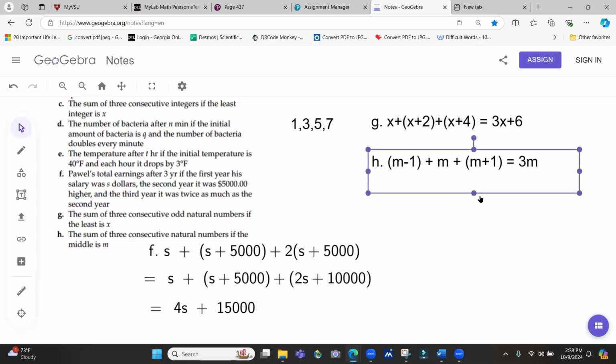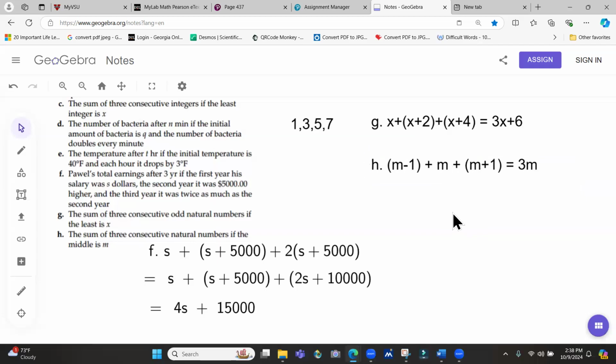And it doesn't say odd. Yes, you have to read it carefully, and we're documenting it. It doesn't change the answer, but you should write the right thing. Very important. If it's odd, they go up by 2. If it's even, they go up by 2. If it's just natural numbers, they're going to go up by 1, like you guys know.